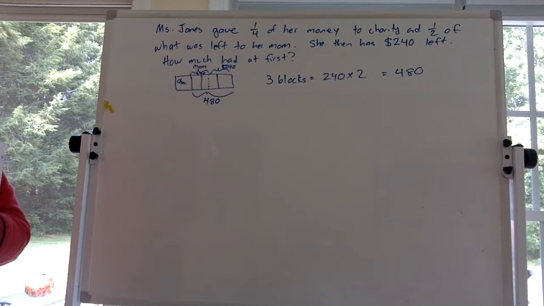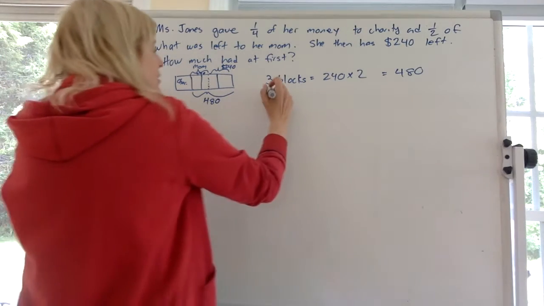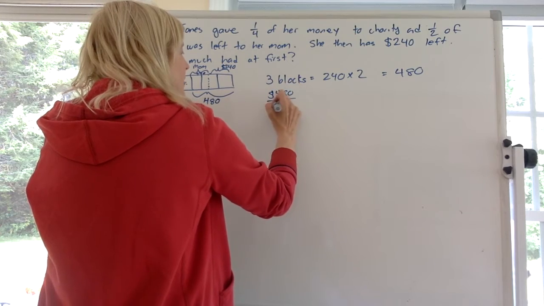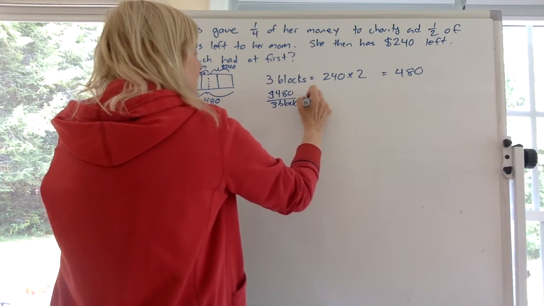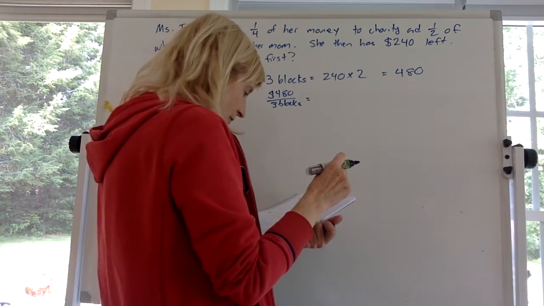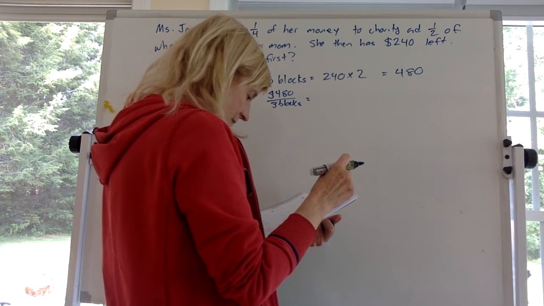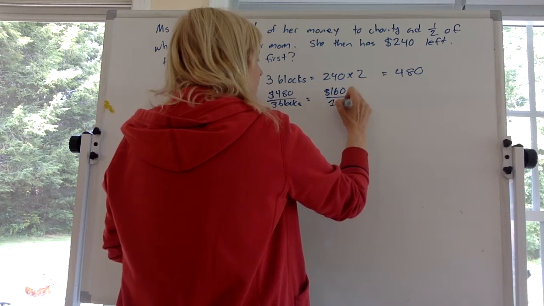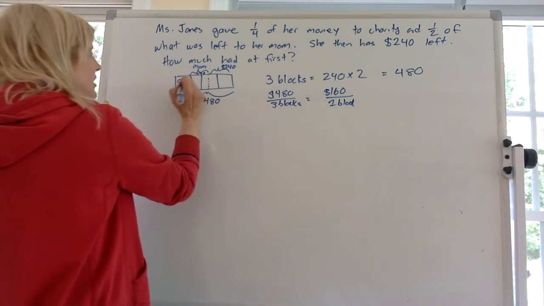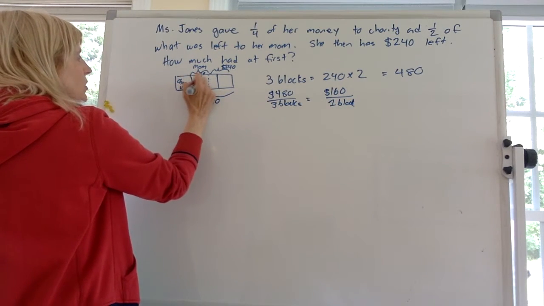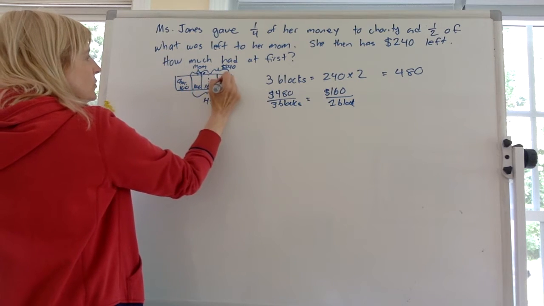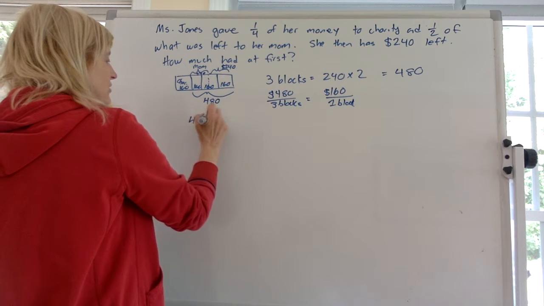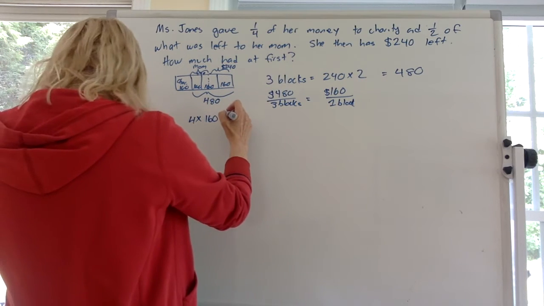Can we figure out how much each block is now? So if we have 480 bucks for 3 blocks, that's equal to 480 divided by 3. 480 divided by 3 is 160 per block. So guess what? That means each one of these blocks is 160, 160, 160, 160. So how much money at first? 4 times 160 equals, I think it's 640.